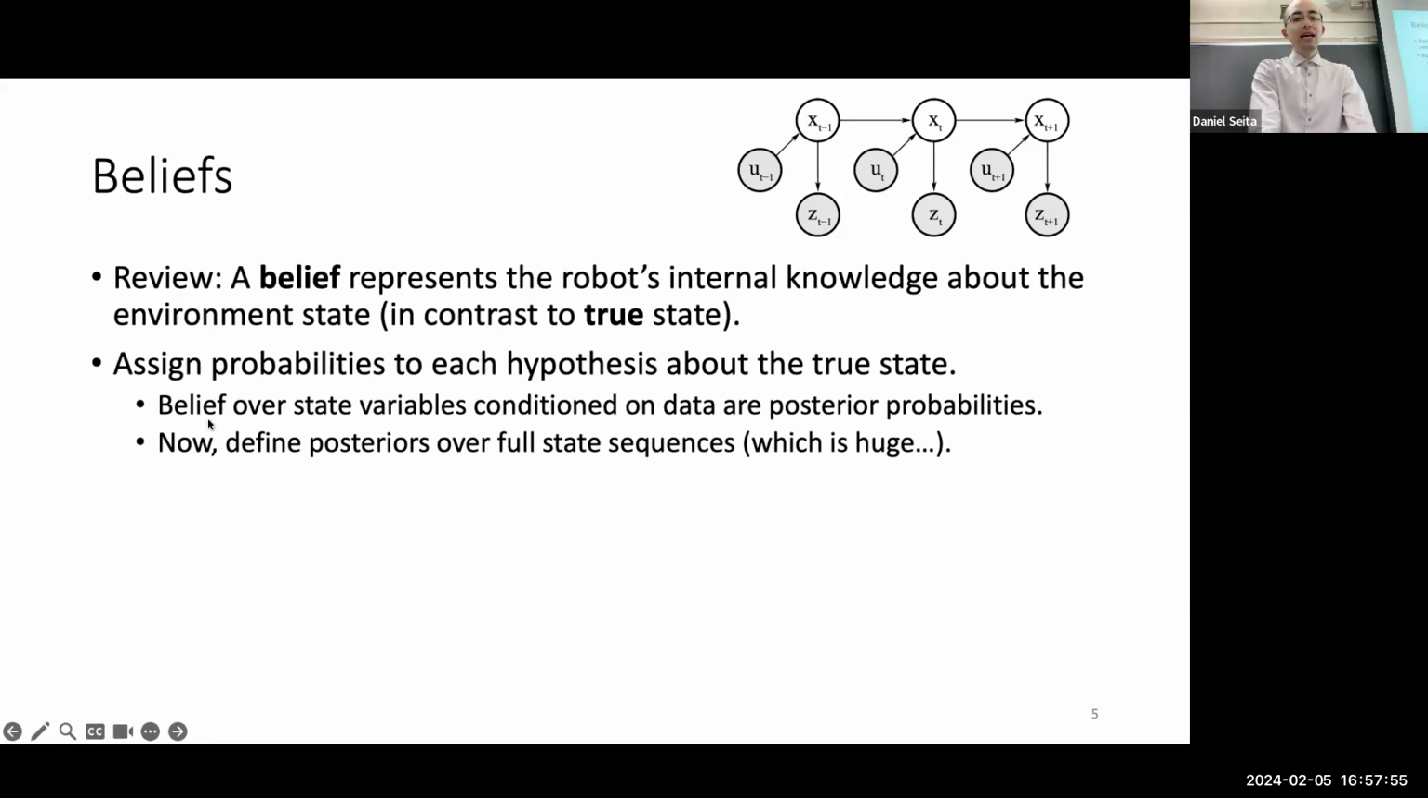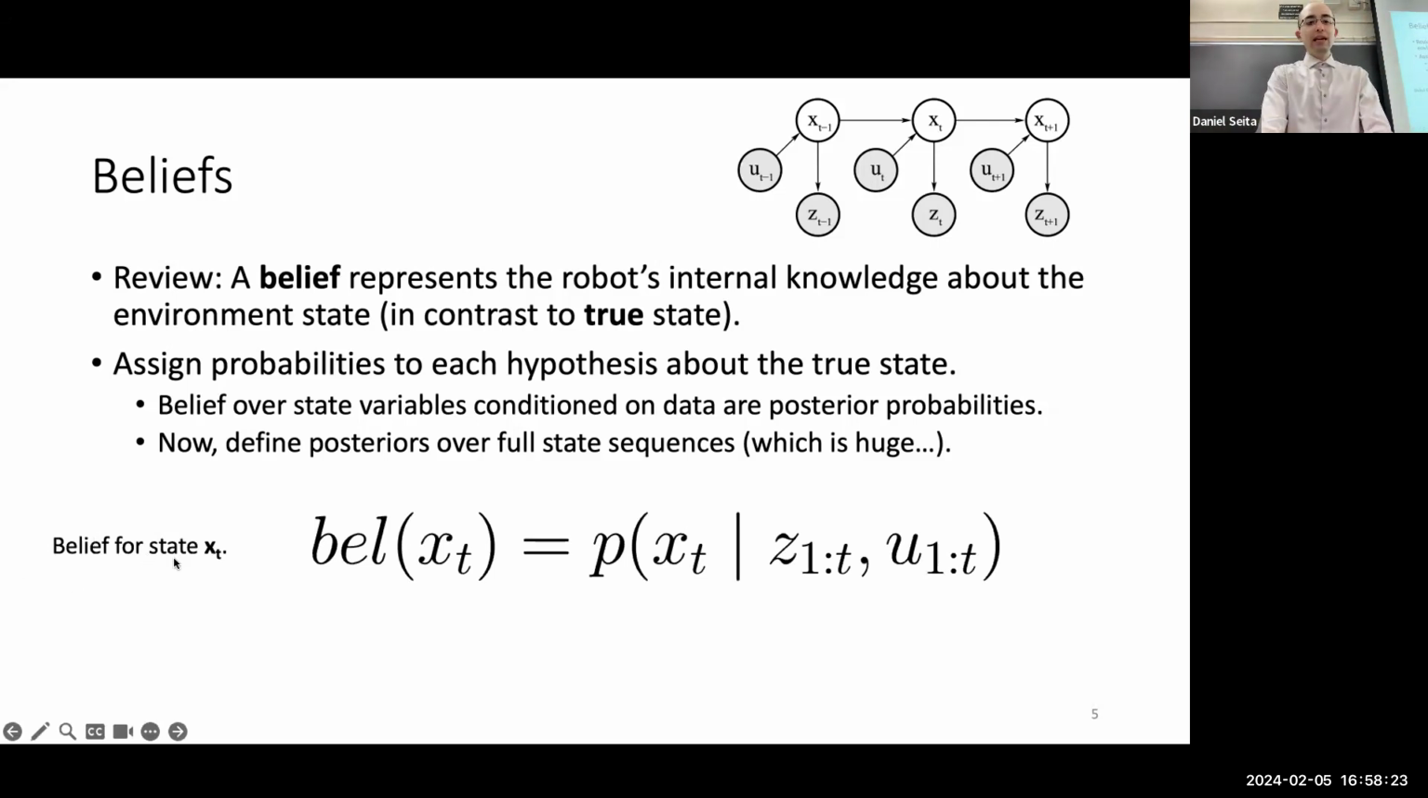Now, one thing that is different for the particle filter is that the book will write out the posterior over full state sequences. So instead of a single state, you think of it as a full state sequence. There are a few reasons why the book does that. I'll try to clarify it later in the talk.